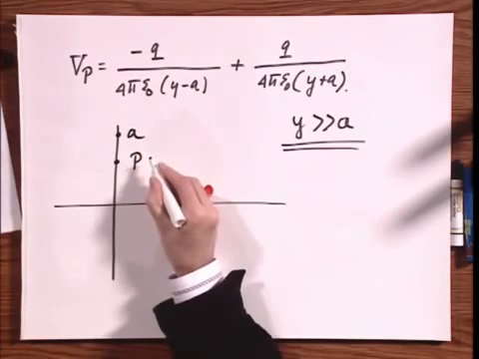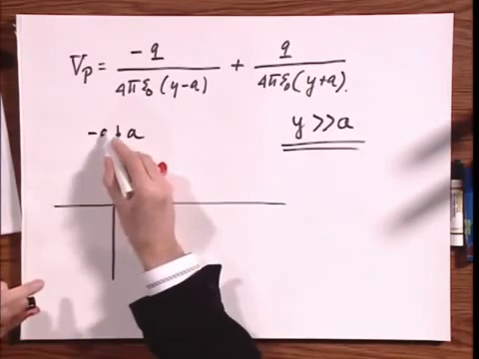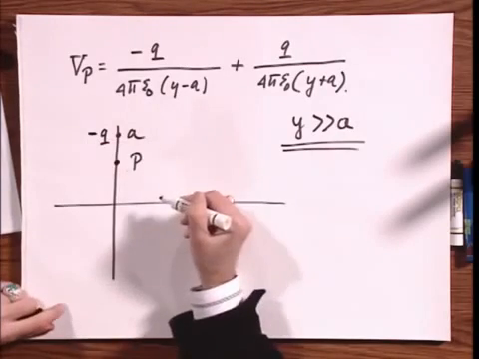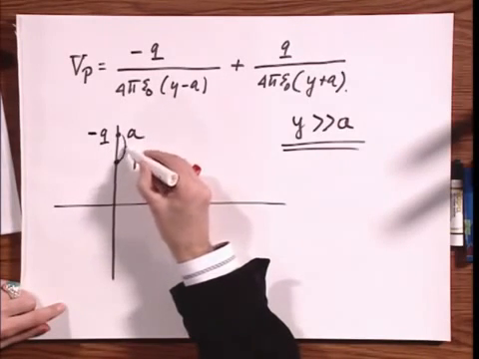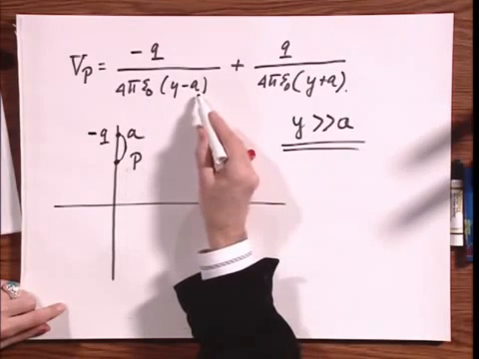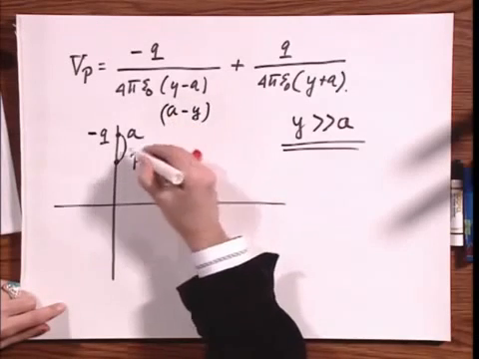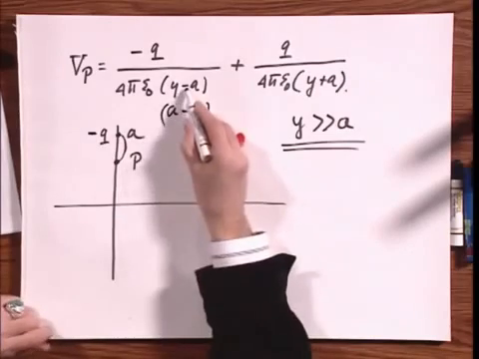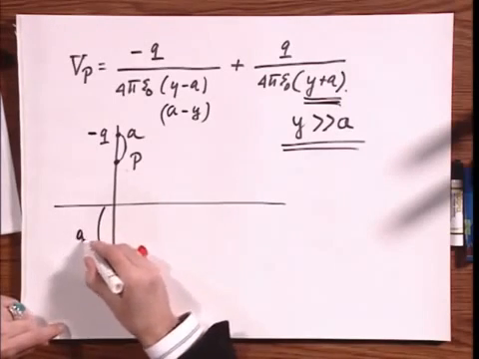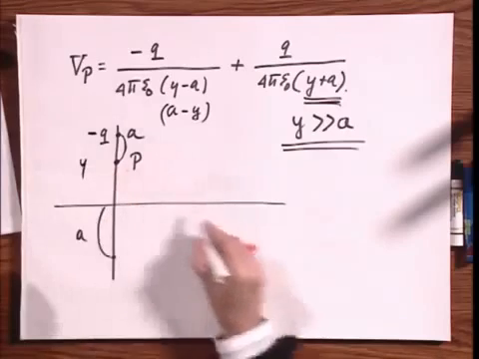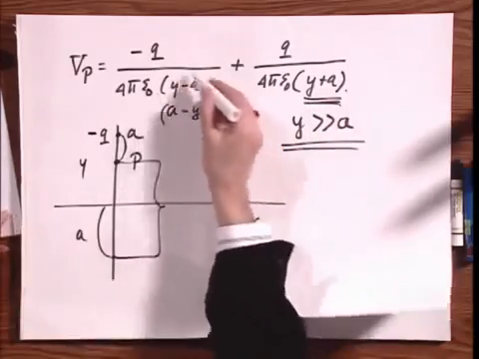lies below a, that the situation changes. Because when I now calculate the potential at point P due to this charge minus q, the minus q remains here, the 4 pi epsilon 0 remains here, but now the distance between that point P and this position is no longer y minus a, but that position has now become a minus y. That is now the distance. And so this changes. However, this part does not change, because if I am here at a distance a below the y-axis, this is the y-axis and this is the x-axis, then this separation remains y plus a. So it's only this term that changes.